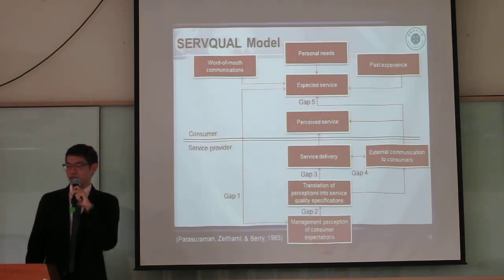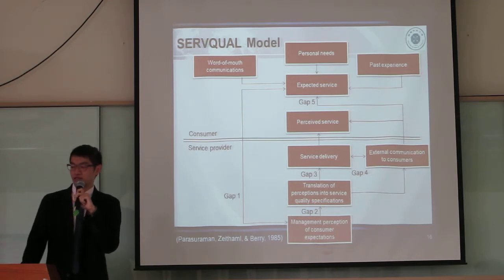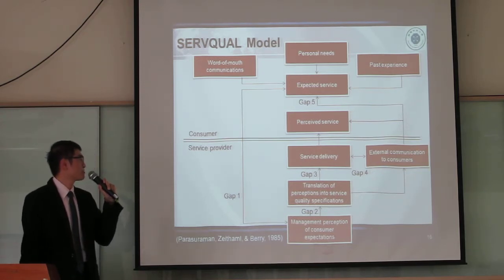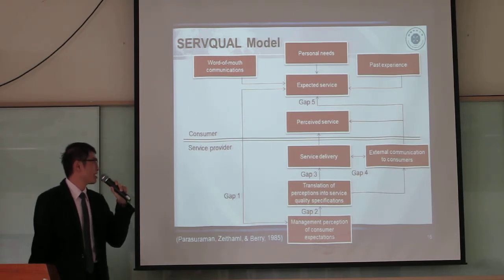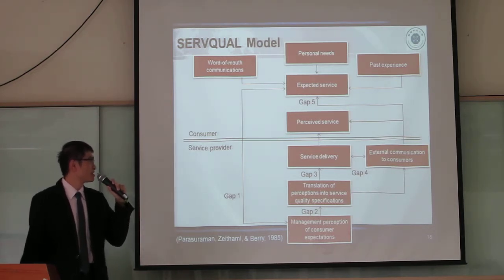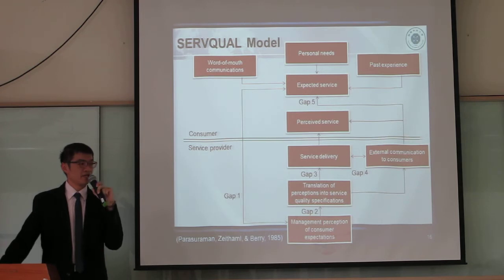This is the circular model. Gap 1 is between the management perception and the expected service. Gap 2 is between management perception and service quality specification. Gap 3 is between service quality specification and service delivery. Gap 4 is between service delivery and external communication. And finally, gap 5 is between expected service and perceived service.